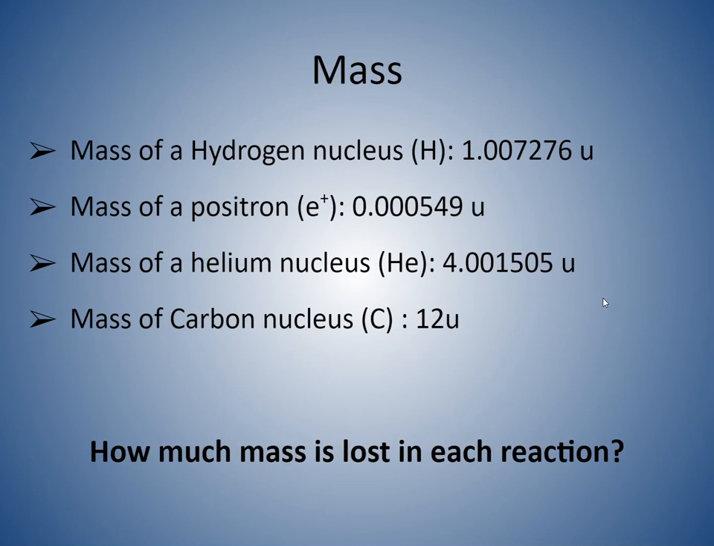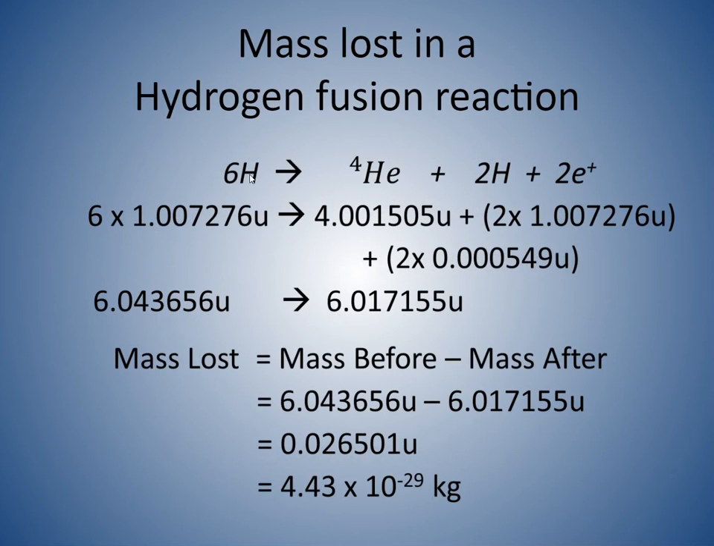So if we look at this process, 6 hydrogen, this is the atomic mass of hydrogen. Anyways, these are masses. So we add all the masses up. Again, there's a difference here. This is slightly heavier than it was before. And so the difference lost here is this, which is an incredibly small amount, 10 to the negative 29 kilograms. That's pretty small.